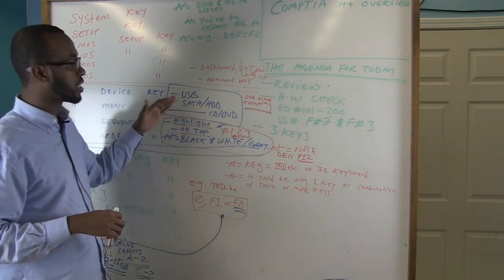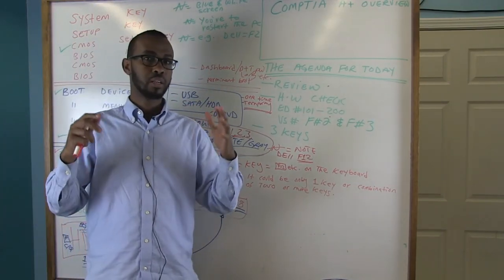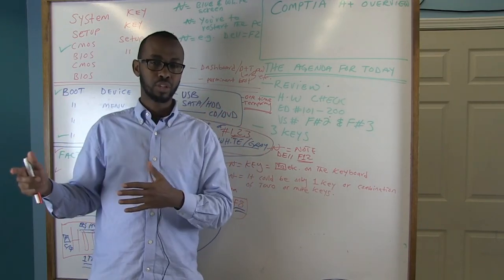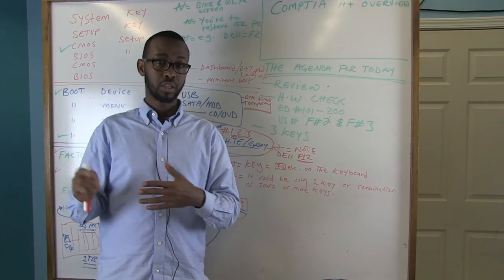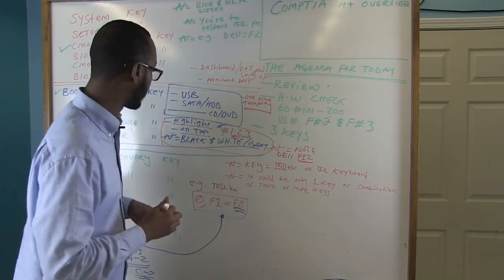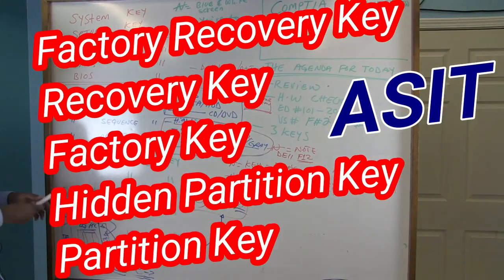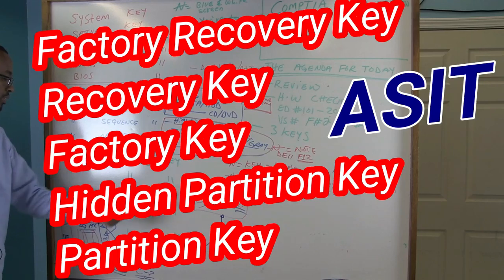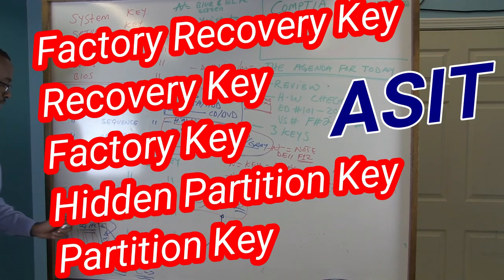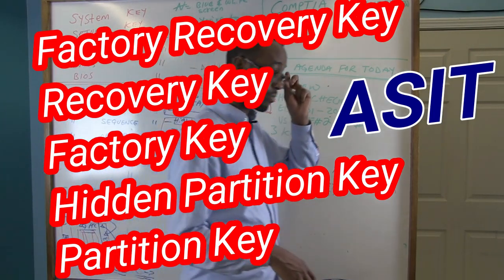How do you know this screen? How does it look like? The way you know it, it is black and silver, or black and gray, or black and white screen. That's how you know you are in this screen. Last but not least, it's called factory recovery key, factory key, hidden partition key, partition key. All of these are the same thing.